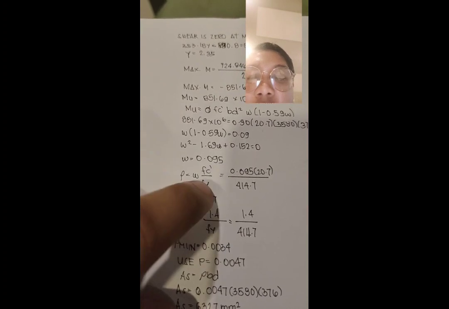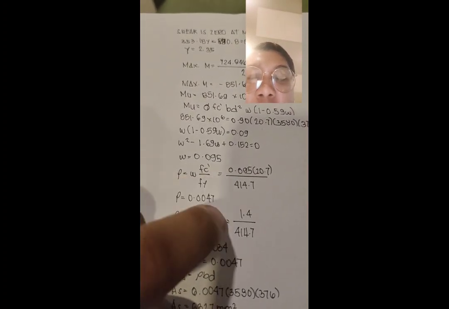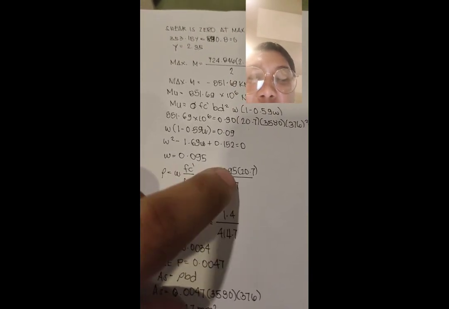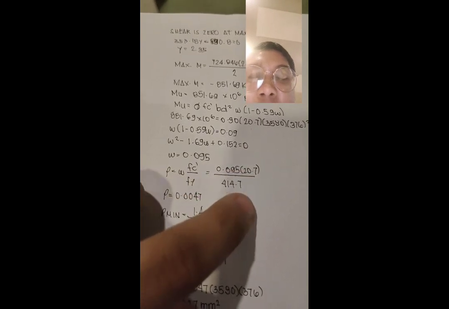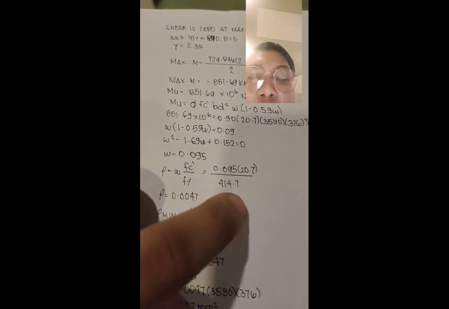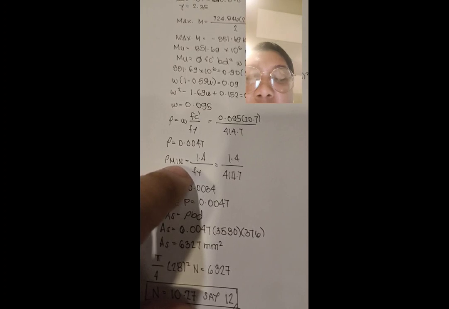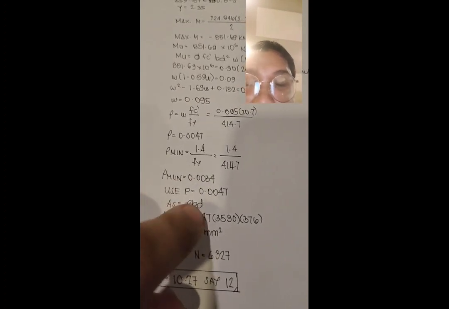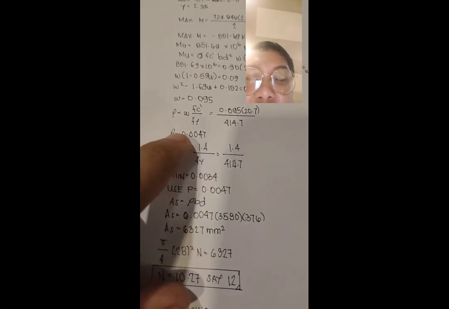So, P is equals to W, FC prime over Fy, makukuha natin yung P natin. So, ito siya, 0.095 times 20.7 na FC prime all over Fy, 414.7 Fy. Ang P natin is 0.047. So, P min natin is 1.4 over 414.7. Mas mataas yung value ng 0.0047 dito. So, nakuha natin. Ang gagamitin natin ito para mas safe.